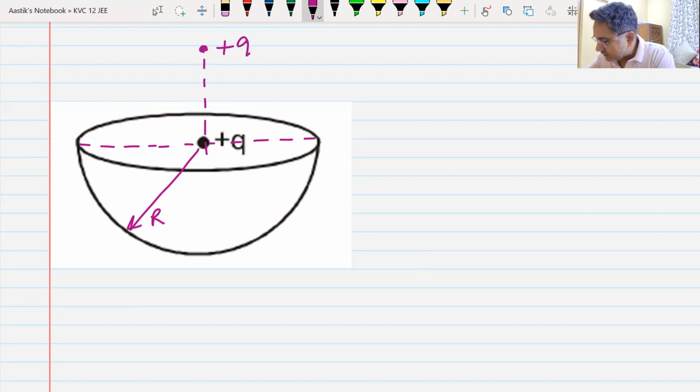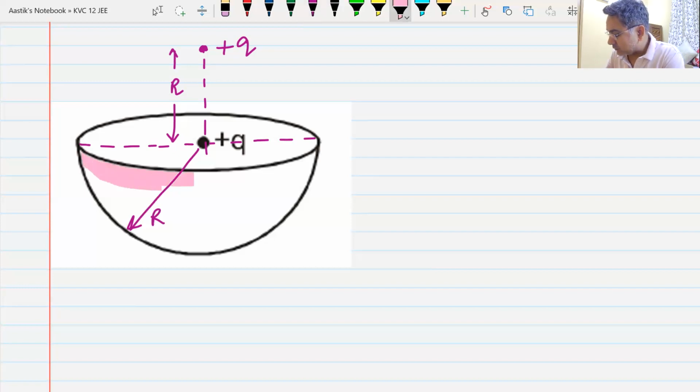Now I place this charge here. Plus q charge is placed here at a distance r from the center of the semi-hemispherical cup. You have to find the flux through the curved part of this hemisphere. This is a question that I've seen in one of the JEEs. So when I say the curved part, I mean this part.